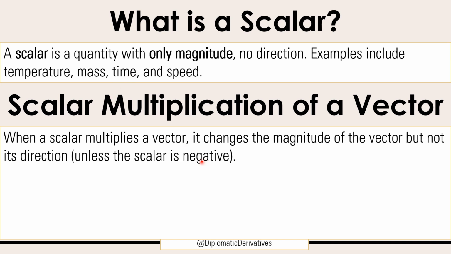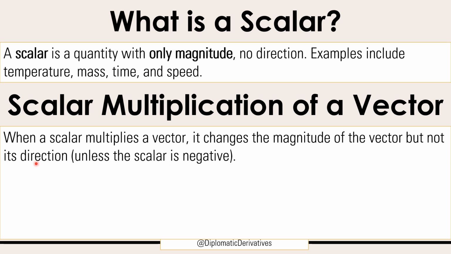When a scalar multiplies with a vector, it changes the magnitude of the vector, but not its direction unless the scalar is negative. So what we're saying here is a scalar, when it multiplies with a vector, will change the magnitude of the vector. Since a scalar does not have a direction, it only is about magnitude. So when we multiply a scalar with a vector, the magnitude of the vector increases. If it is a negative scalar, let's suppose -2, -3 or anything like that, in that case the direction will be reversed.